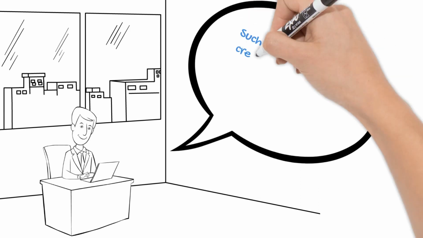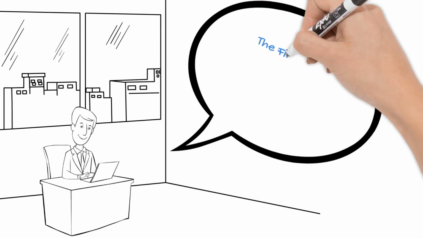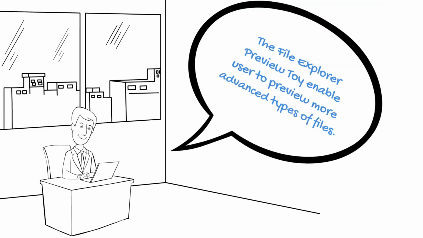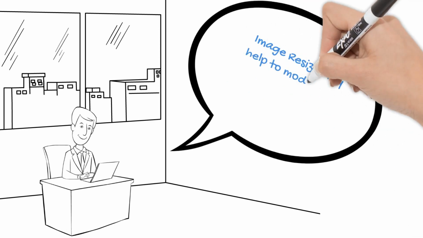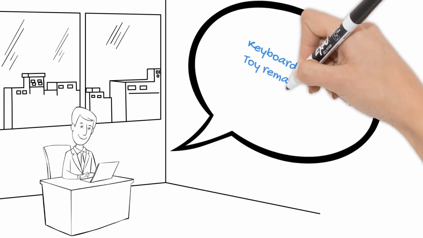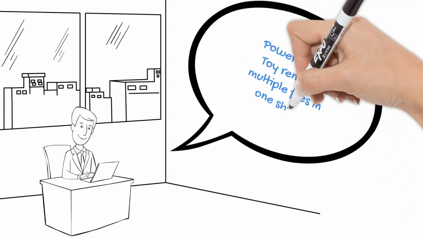The Fancy Zones toy creates layouts to help better position windows for multitasking. The File Explorer Preview toy enables the user to preview more advanced types of files. The Image Resizer toy helps to modify the size and resolution of images. The Keyboard Manager toy remaps certain keys. The Power Rename toy renames multiple files in one shot.